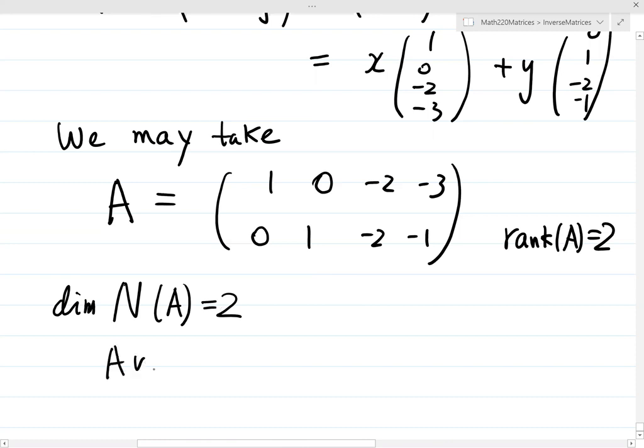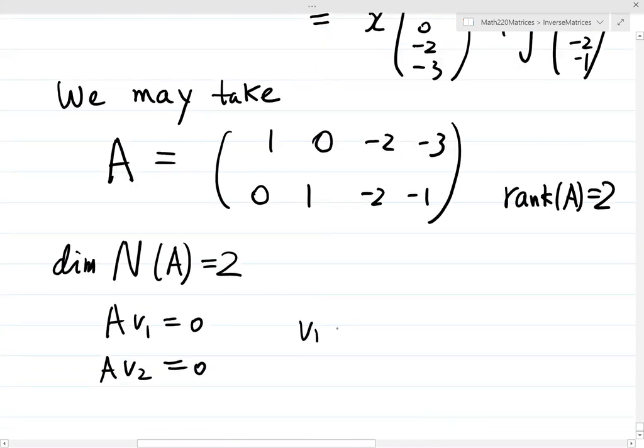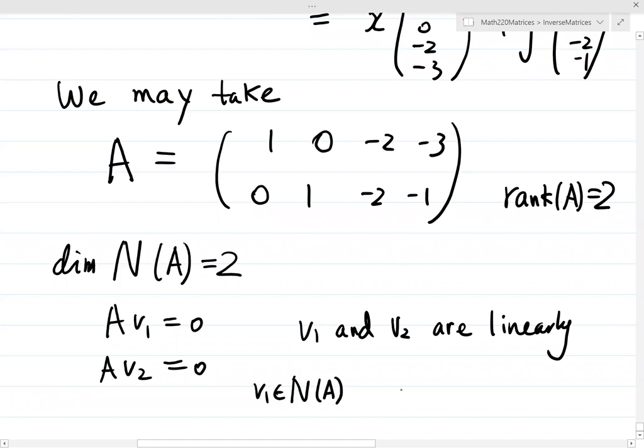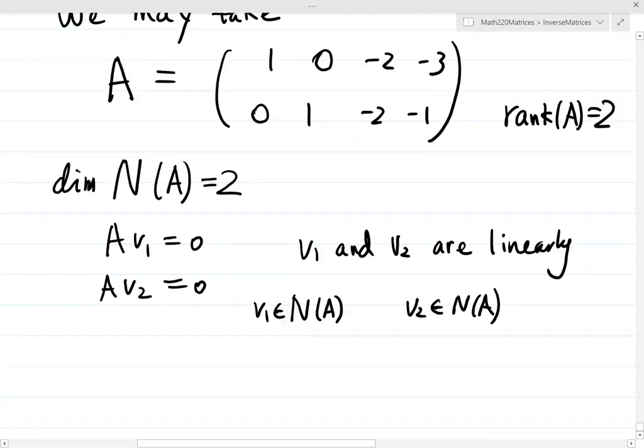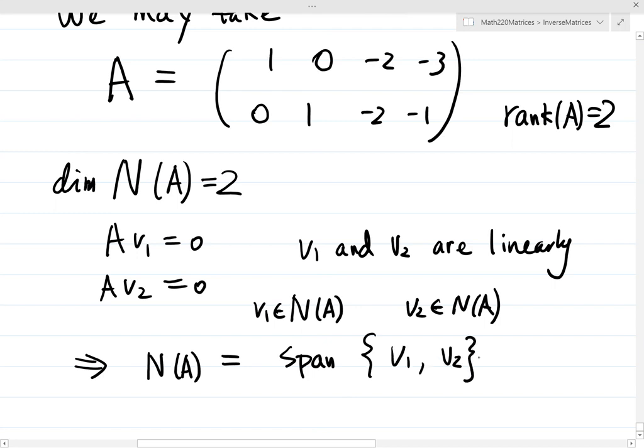And we know Av1 is 0, Av2 is 0. Okay, so the null space is spanned. V1 and V2 are linearly independent. So we know null space contains V1 and V2; V1 is in the null space, V2 is in the null space of A. Now, this means the null space is actually spanned by these two vectors V1 and V2, i.e. null space of A is actually spanned by V1 and V2. Then we are done.